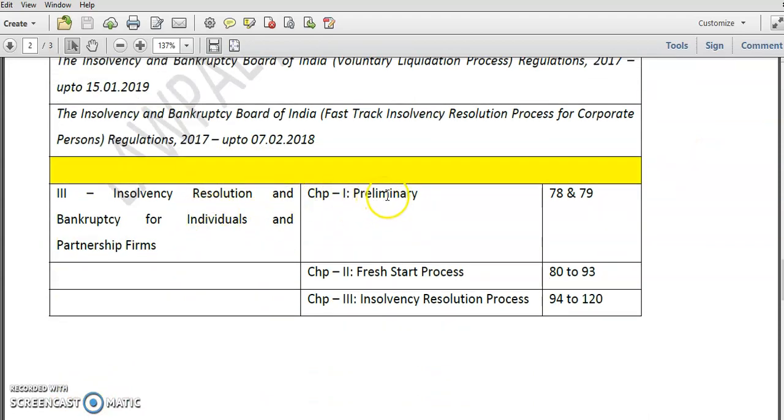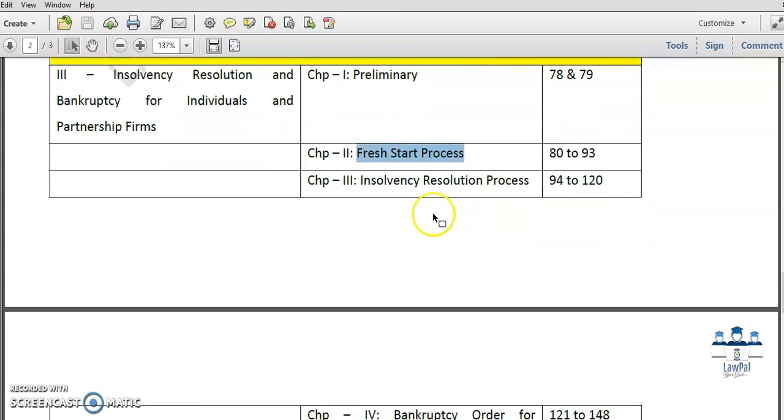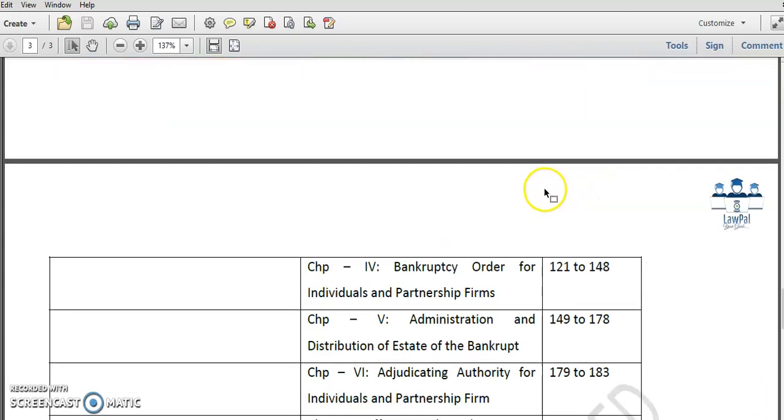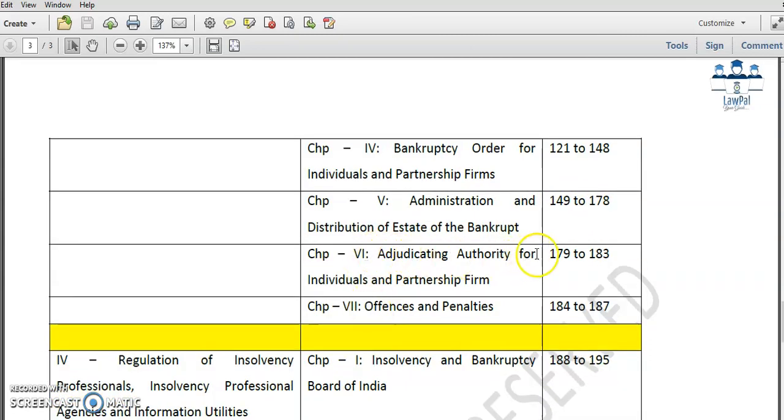So Part 3, chapter 1 has preliminary, sections 78 and 79. Chapter 2, fresh start process, 80 to 93. Chapter 3, insolvency resolution process, 94 to 120. Then chapter 4, bankruptcy orders for individuals and partnership firms, 121 to 148. Then chapter 5, administration and distribution of assets of the bankrupt, sections 149 to 178. Chapter 6, adjudicating authority for individuals and partnership firms, sections 179 to 183.